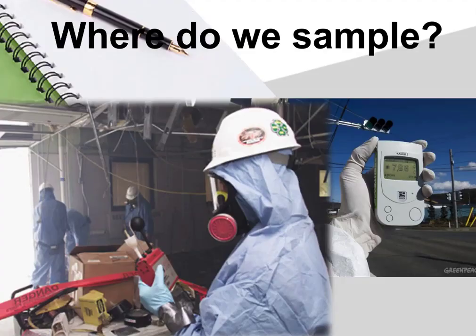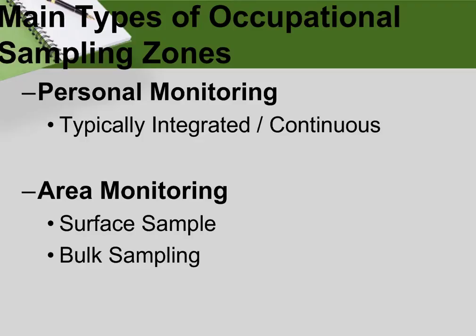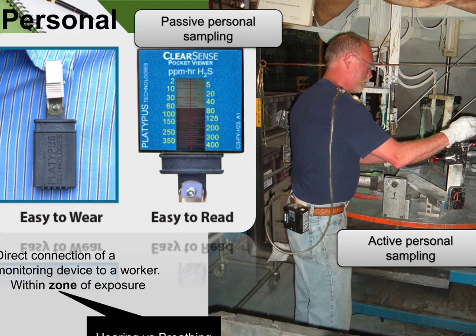So let's start with two broad categories of sampling which are used to answer the question of where do we sample. We have two main zones in which we sample. We sample in our personal zone, whether that's our breathing zone or our hearing zone. That's typically integrated and/or continuous monitoring. But there's also a lot of area monitoring that takes place, and this is another form of sampling, whether that's surface sampling or bulk sampling. So our two main zones are personal and area.